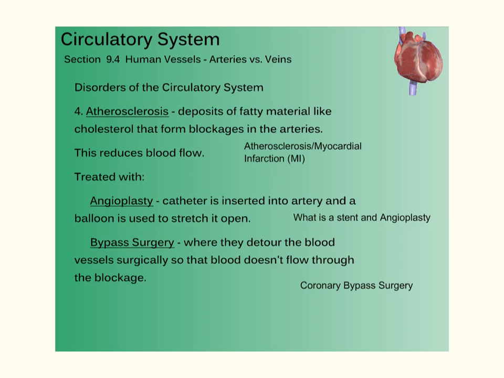You can also, instead of using a balloon, insert a stent, which we have right here. What is a stent? A stent is a kind of mesh tubing that goes in there and keeps the artery wall open. Another option, which is very common if an angioplasty is not going to work, is to completely bypass some of the arteries, meaning they don't go through the main road and put a frontage road around it. So they bypass or detour the blood vessels surgically so that the blood doesn't flow through the blockage anymore.